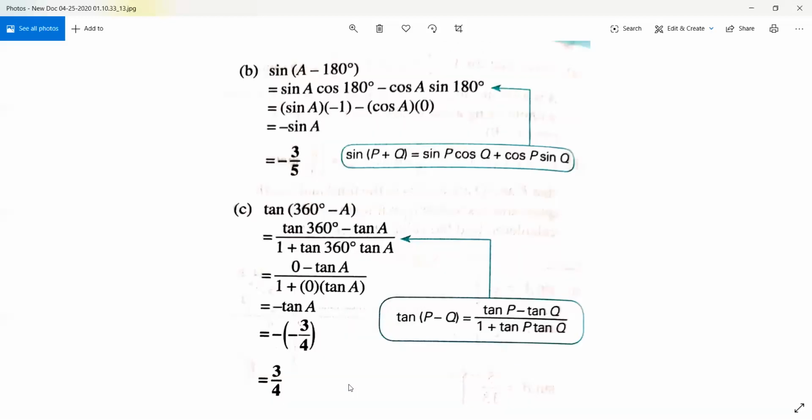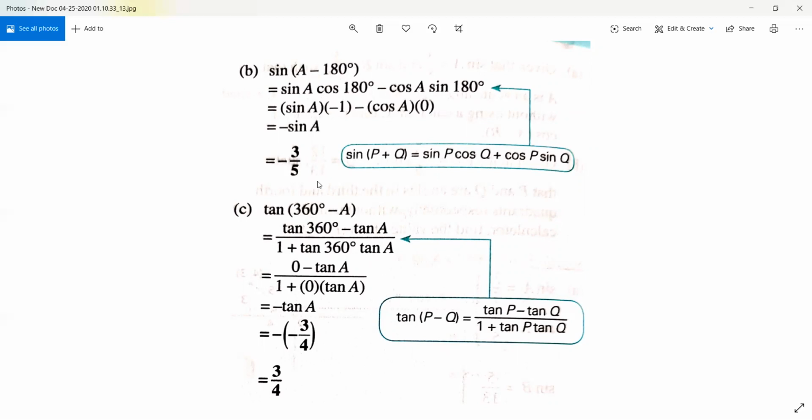Okay. Sine of A minus 180. Also, you bring it up, become sine A cosine 180 minus cosine A sine 180. Okay. Cosine 180 is negative 1. Sine 180 is 0. Then I'm left with negative sine A. Okay, negative sine A will be negative 3 over 5.